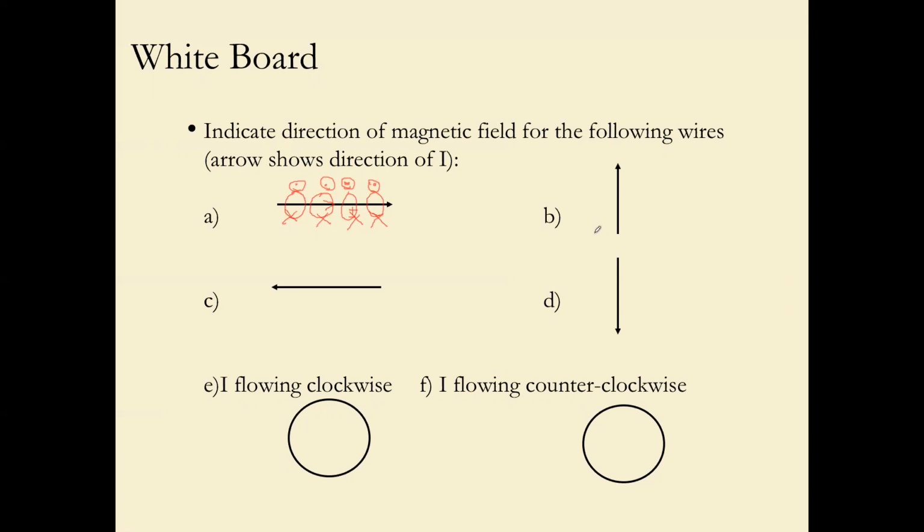For part B, this time the current goes up. It is the direction of current, and at the same time it's the direction of your right thumb. So now make a circle around this. Once you put your thumb in the direction of the current and curl your fingers around the wire, you will see that here it is into the page, and here it is out of the page, and here it is to the left, and here it is to the right.